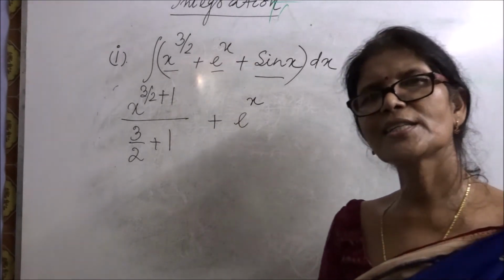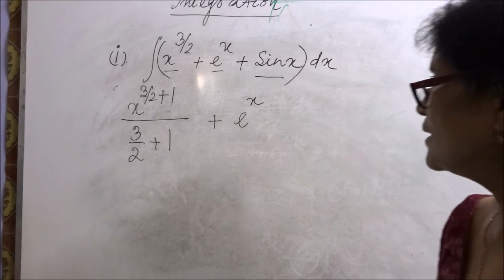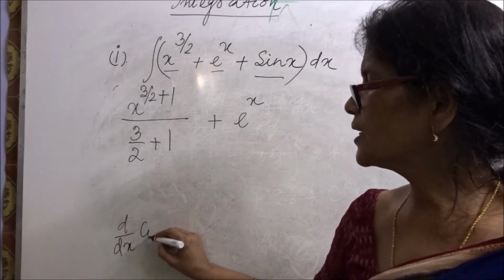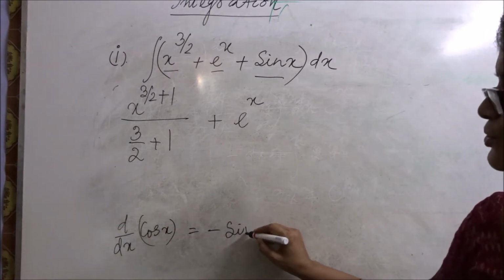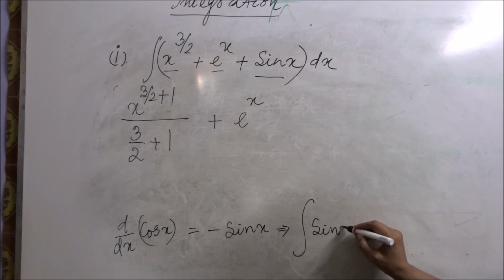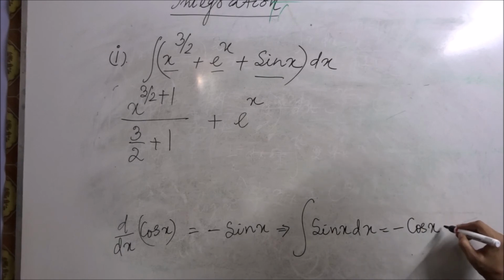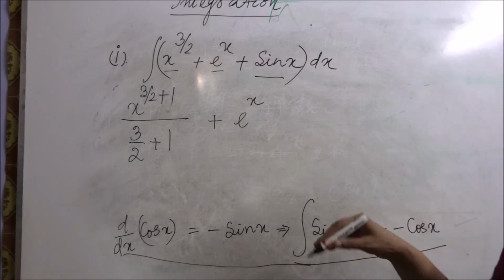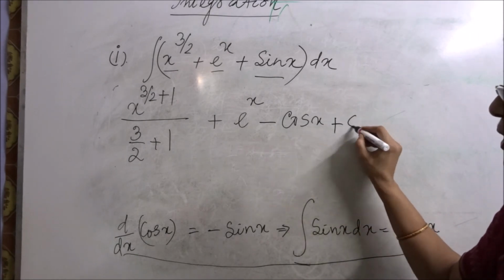And what about sin x? Is it cos x? No, it will be minus cos x. Why? The derivative of cos x is equal to minus sin x, so the integration of sin x will be minus cos x. Sometimes we get confused. So here it will be minus cos x.